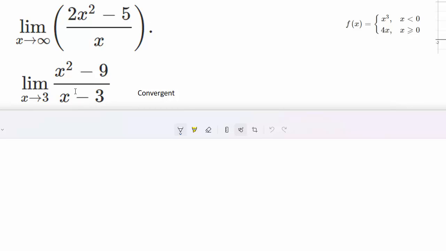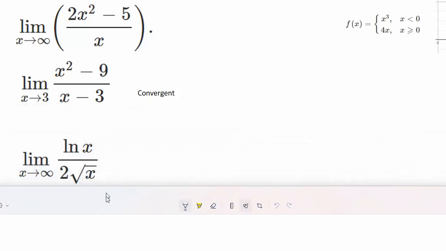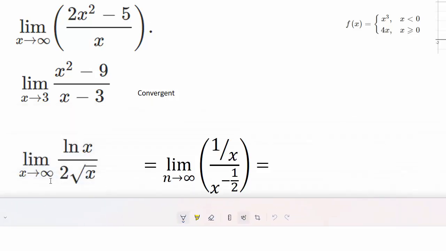Alternatively, if you didn't spot that, you could have just used L'Hopital and differentiated the top to get 2x and the bottom to get 1. So it's 2x over 1. It's no longer a problem, so you just shove in x equals 3. Okay, this one is straightforward L'Hopital.